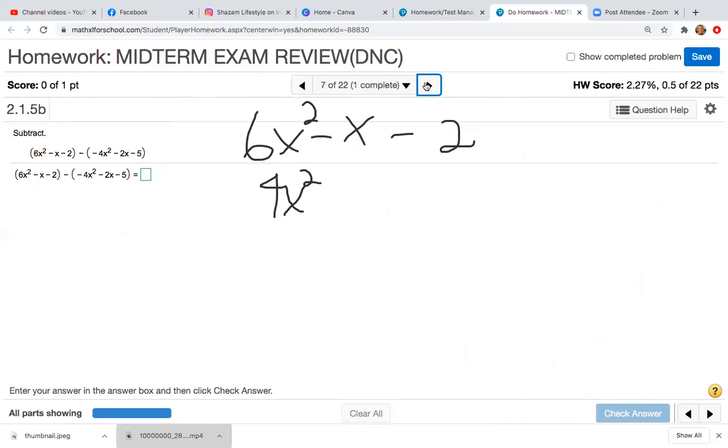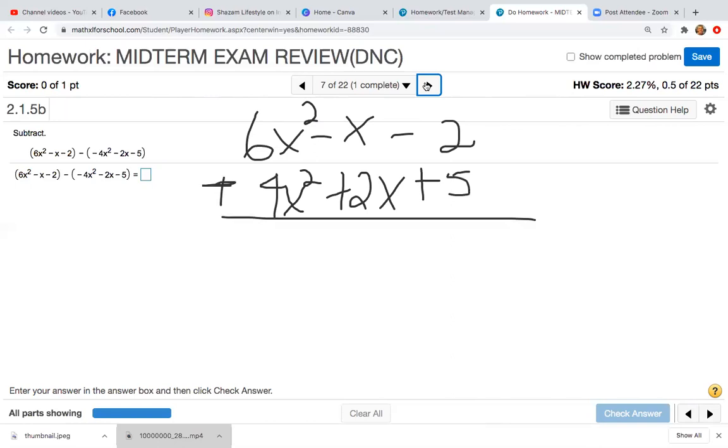Additionally, as I write these terms, I'm lining up the like terms, okay? So again, I'm going to apply that negative to the -2x in the second parentheses. It's going to become a +2x. Likewise, I'm going to take that negative and apply it to the -5, so it's going to become a +5. And now I can proceed to adding the terms together, just combine like terms. So 6x squared plus 4x squared gives me 10x squared, and then -x plus 2x gives me x. Last but not least, -2 plus 5 gives me a +3. So guys, I am simply combining like terms. That's all this problem had to do with, right?